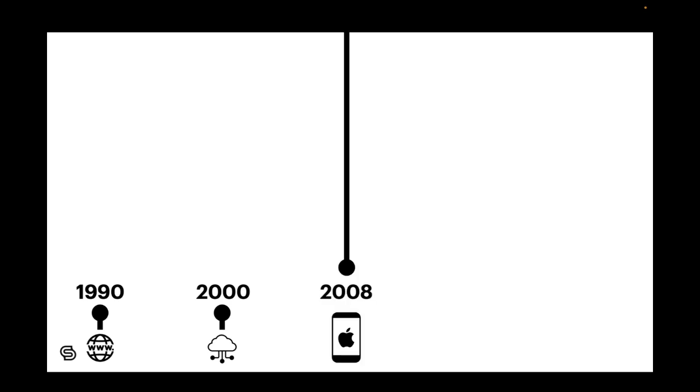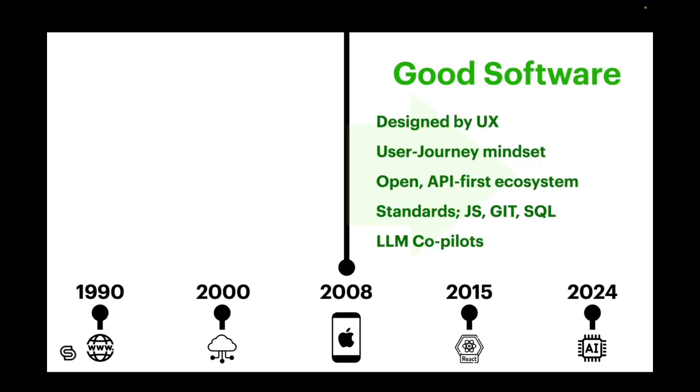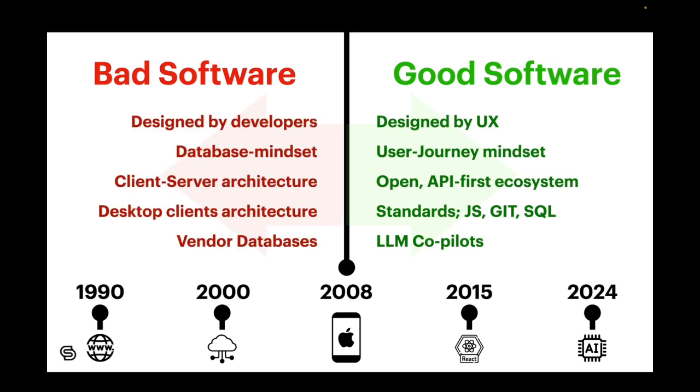Over the last 70 years, software evolved from the first web apps in the 1990s and the cloud revolution in the 2000s to the transformative launch of the iPhone in 2008 and the rise of frameworks like React by 2015. Today, the spotlight is on Gen AI. Good software now prioritizes user experience, is open, API first, and builds on standards like JavaScript and REST. Bad software, however, remains developer-centric, with closed architectures and vendor-specific databases, marking a clear divide in software evolution.